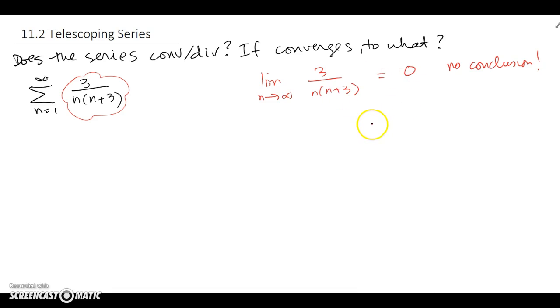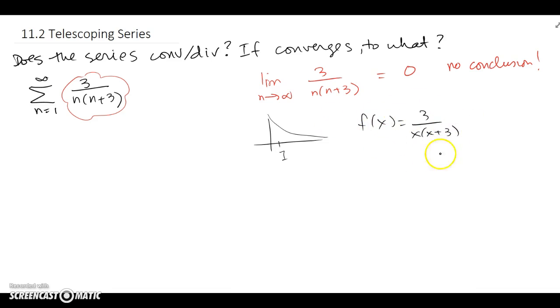So the divergence test doesn't help me. The terms of the sequence go to 0, so maybe there is hope that this converges. Now, it's not a geometric series because I don't see any form of constants raised to the n. There is a rational expression involved, so that leads me to believe it could be some form of a telescoping series. Also, if you're leading towards the integral test, this curve, if you compare it to f of x equals 3 over x(x plus 3), will be positive, continuous, and decreasing from 1 on. So it'll satisfy the 3 conditions of the integral test.